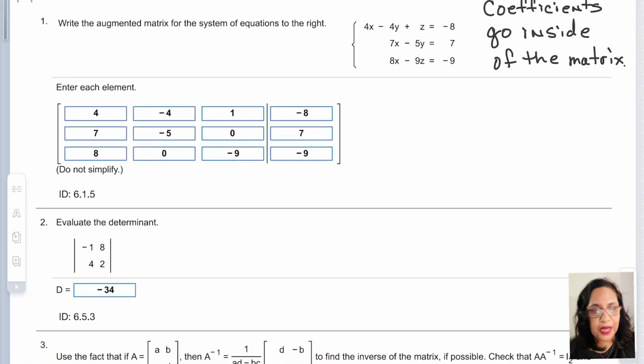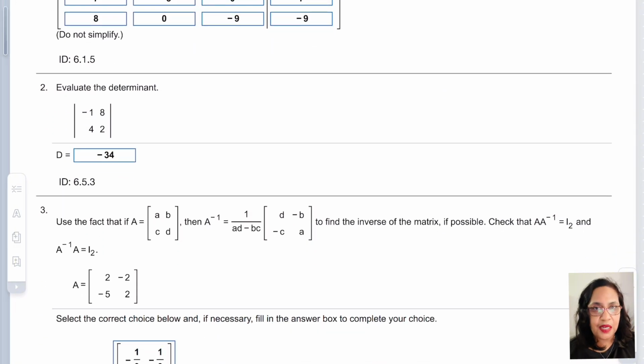Just be careful about that, because if you make a tiny mistake like a negative or something, it could cause you an issue. So just be mindful of that.